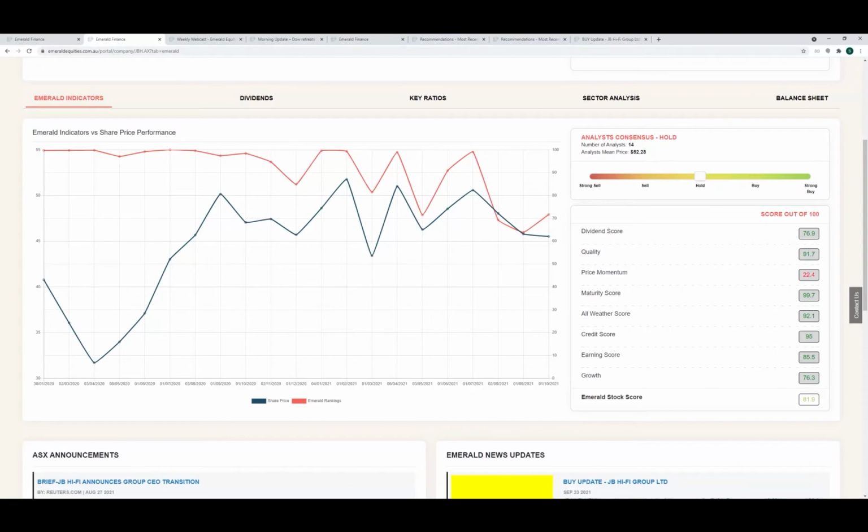We have an earnings score, which is a measure of how much earnings the company makes relative to its share price. And we have a growth score, which measures past, current, and future expected growth in the business. And finally, we total all of these up and we rank them against all the other stocks on the market and come up with a total Emerald score. So these are the 9 different scores that we have.